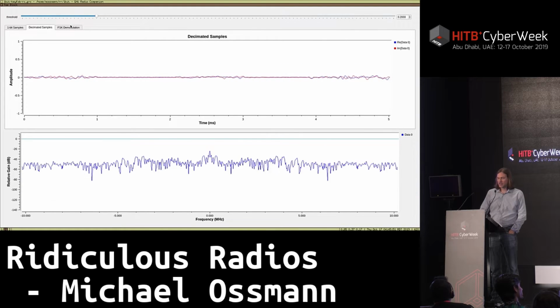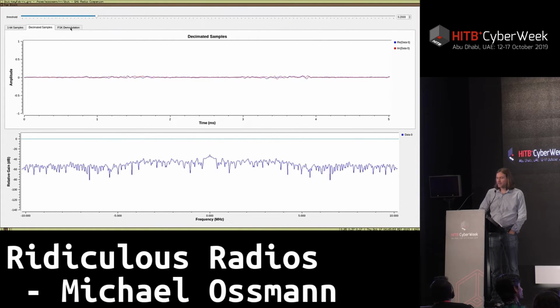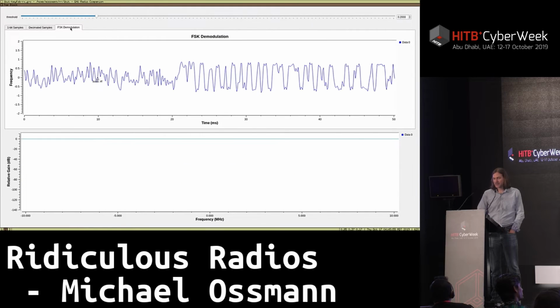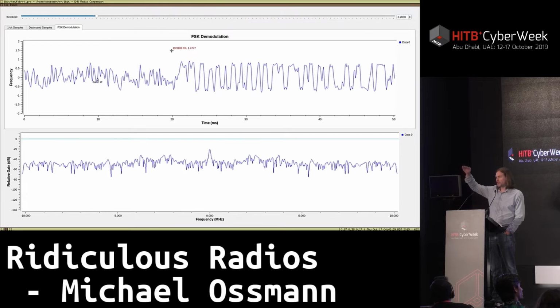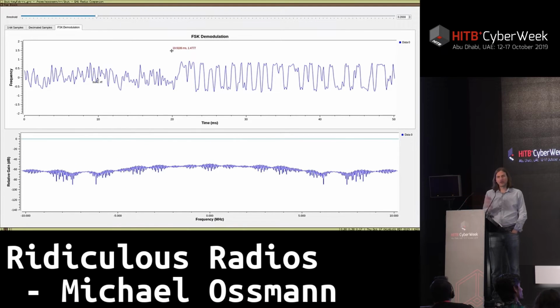And then here's the FSK demodulation. And what this next tab is doing is it's plotting frequency on the vertical scale and time on the horizontal scale.